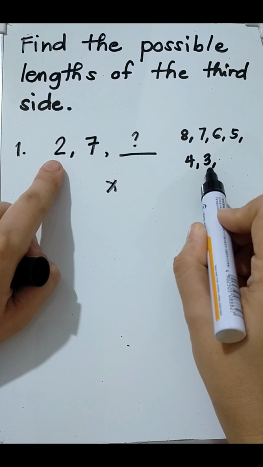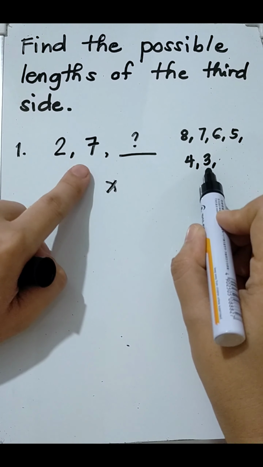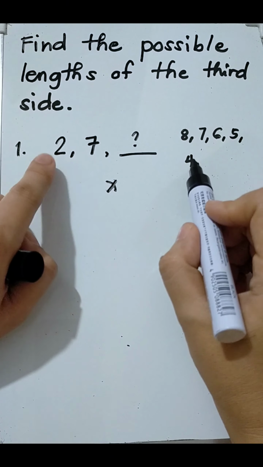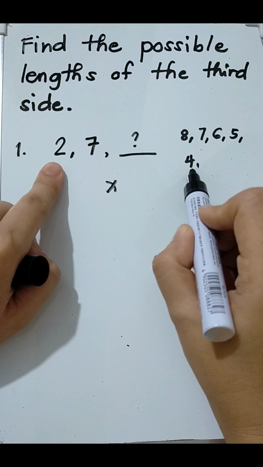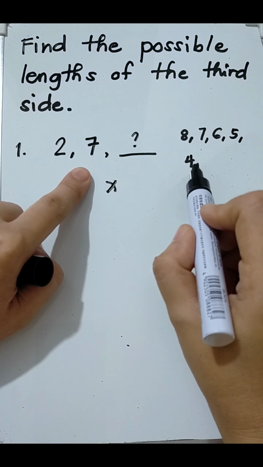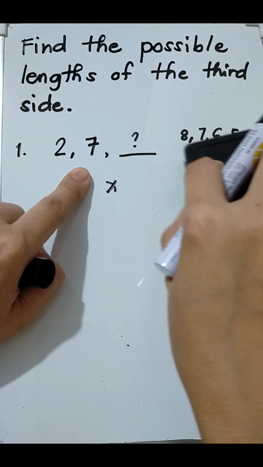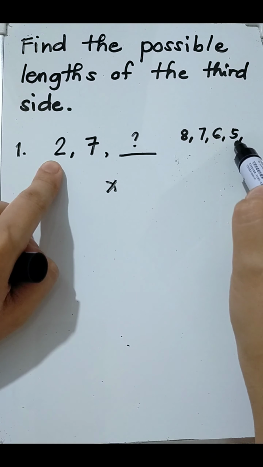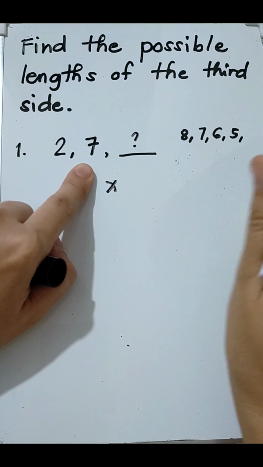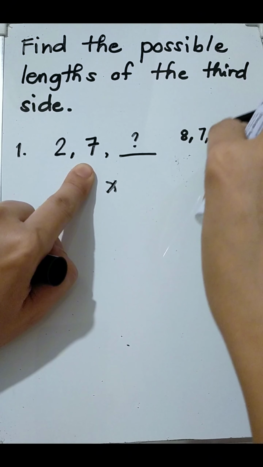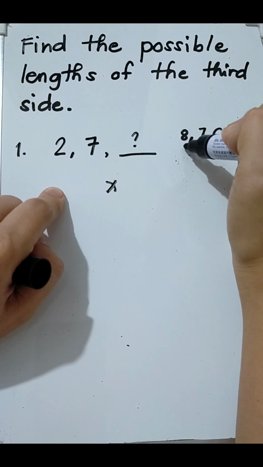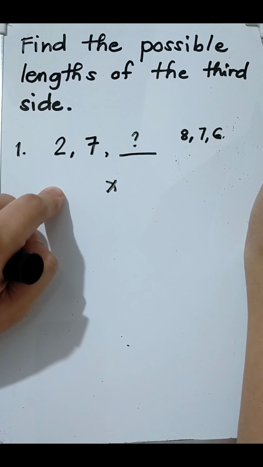Kung 3 naman, 2 plus 3 is 5. And it is still less than 7. So, out na rin si 3. Si 4, 2 plus 4 is 6. And still, it is less than 7. So, out na rin si 4. Si 5, 2 plus 5 is 7. Mag-e-equal sila sa 7. So, out na rin si 5. So, ito lang pala ang pwedeng maging measurements. 8, 7, and 6. Okay.